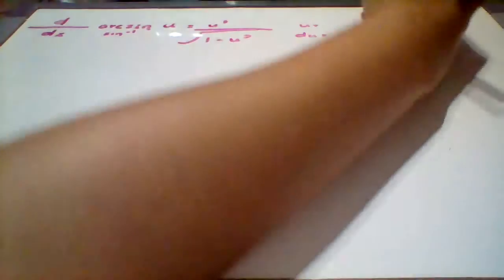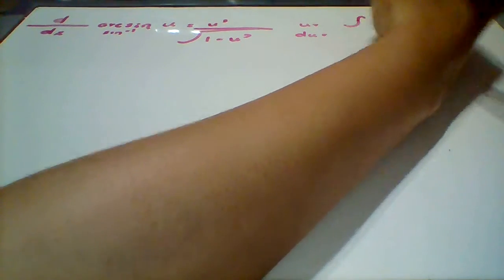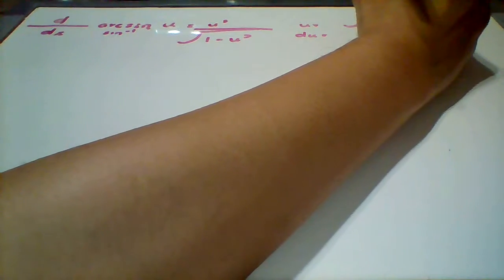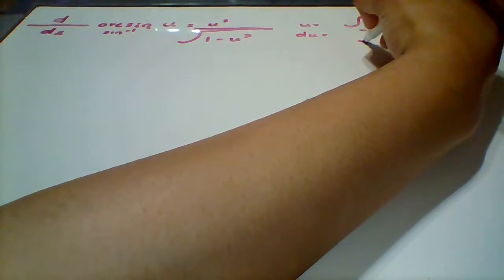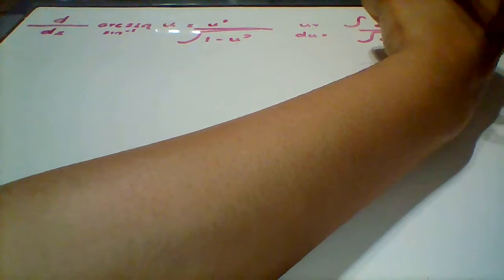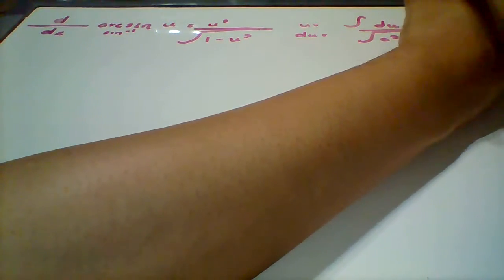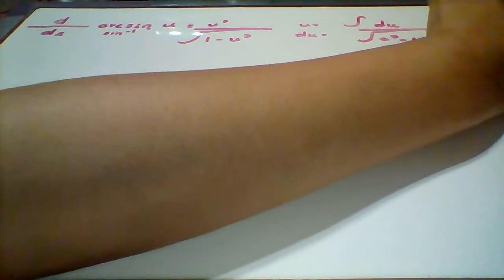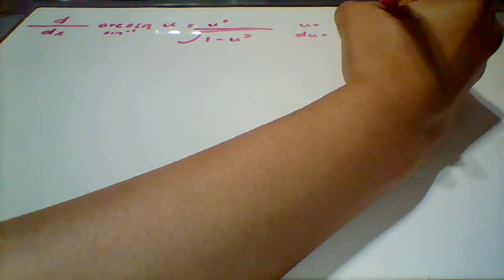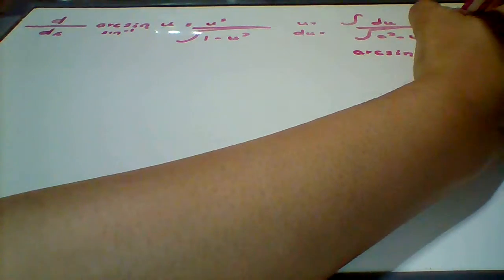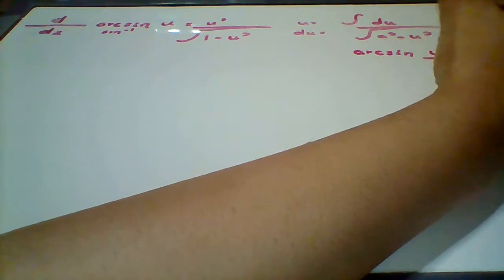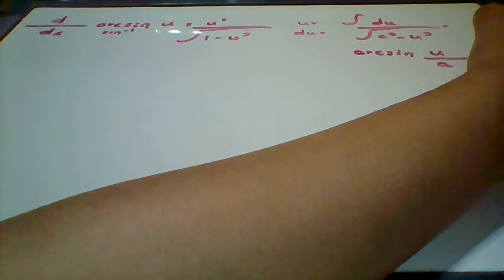And its integral is: the integral of du all over the square root of a squared minus u squared is arc sine of u over a plus c.